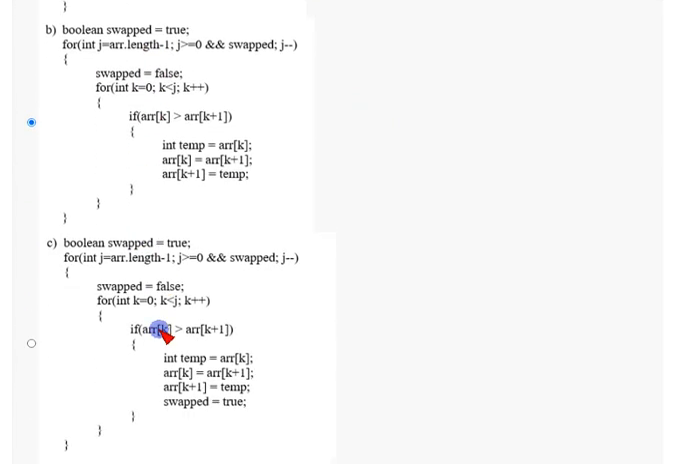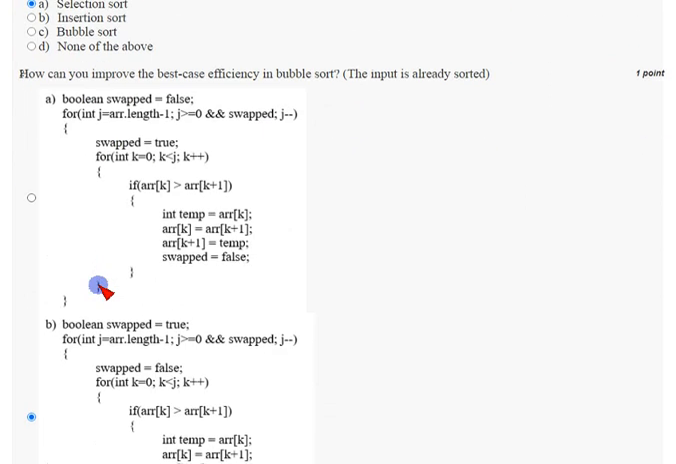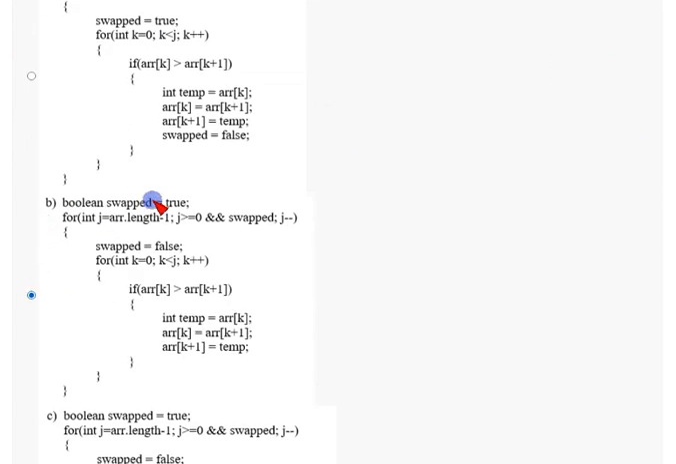Here B and C also have the same, but here they have given swapped equal to true, but nothing is assigned here to the swapped value. This is the answer for the second question, that is option B.